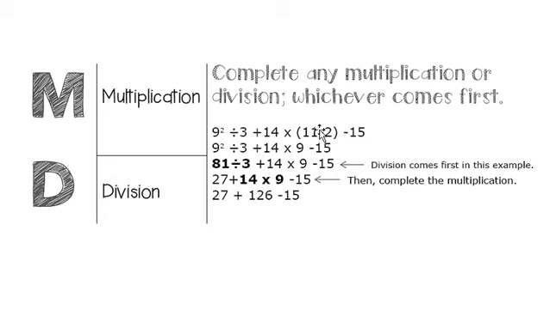Multiplication and division. So first we will clean out the parentheses, second we're going to clean out the exponent, and then we're going to get into multiplication and division, whichever comes first. Division comes first in the example, and then complete the multiplication.